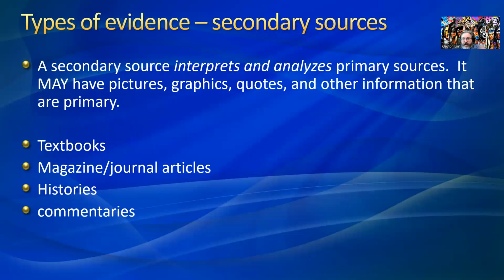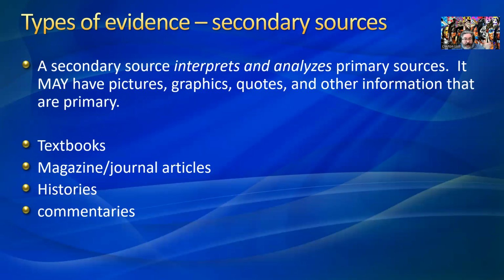Secondary sources. These are the other type of evidence. A secondary source is one that interprets and analyzes primary sources. Now, it also may be what's called a synthesis, meaning it does not analyze the primary sources at all. It just takes a look at what people have written about a topic, brings all of those things together and says, well, here's what I think based on what others have written. That's what's called a synthesis.